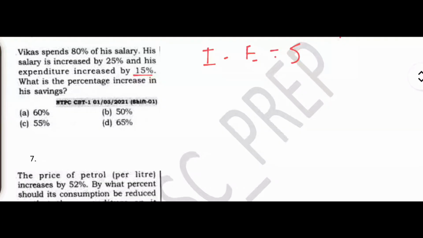So every time income is considered as 100% only. Okay, so how much does Vikas spend? 80, and your income is 100, so how much is savings? 20. Your salary is increased by 25%, so yeah 125 it becomes, and your expenditure is increased by 15%.